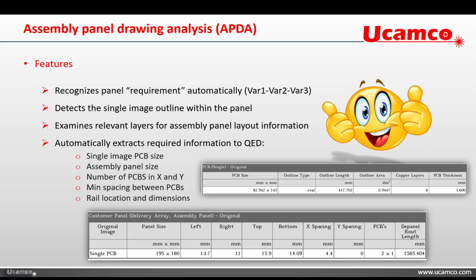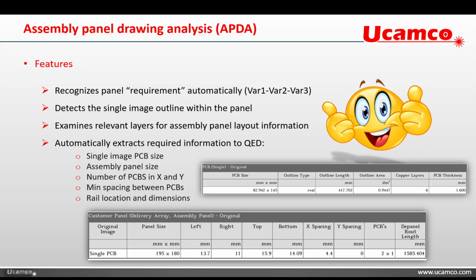And if all of this works, then at the end, after data analysis, we will come out with an automatically detected single image PCB size and outline. You will find an assembly panel size, the dimension of the assembly panel, the number of PCBs in X and Y that we were able to detect, the minimum spacing between the PCBs, the rail location, and the dimensions.